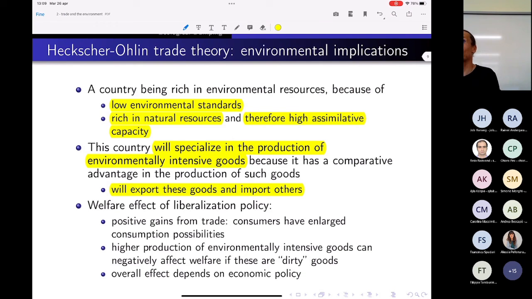It depends from country to country. We know that in some cases it happens.